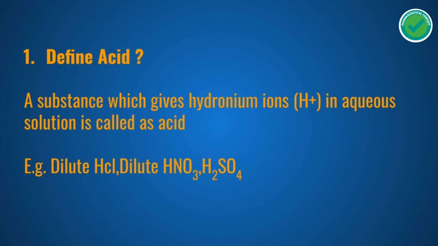Define acid. A substance which gives hydronium ions, H plus, in aqueous solution is called an acid. Examples: dilute hydrochloric acid, dilute nitric acid, and sulfuric acid.